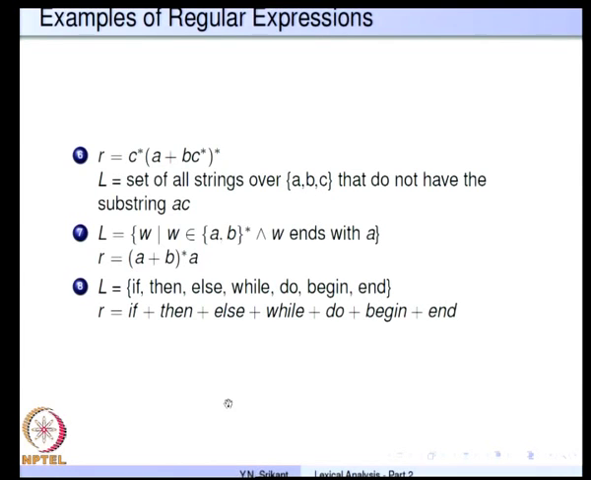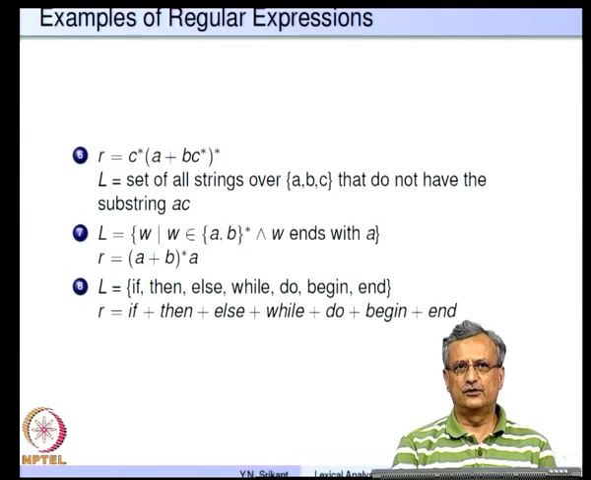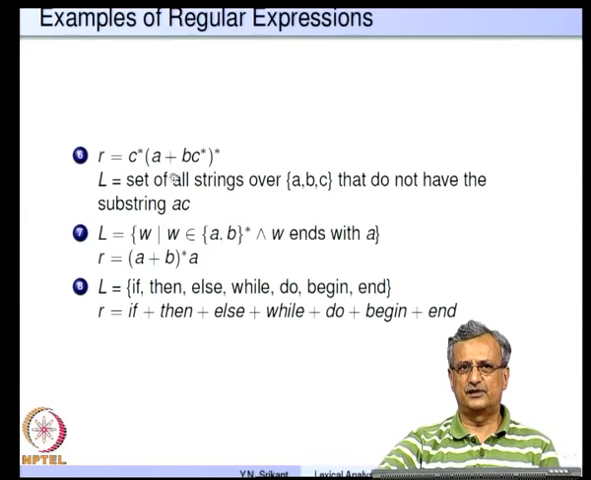Some more examples from the letters, as the previous examples were all from zeros and ones. You have C star followed by A plus B C star whole star. You can only say the strings do not have any substring A C, because again A plus B C star makes sure that A C is not a substring. And this says R equal to A plus B star A, so that means it ends with A.